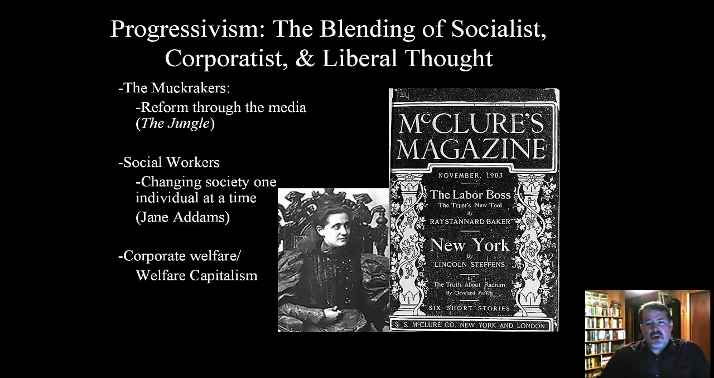They see urban growth, urban problems, social issues, industrial pollution, child labor, poverty, violence, crime, vice. They see all of these things and they want to change society. They want to make society better. Now, what is progressivism? Well, one of the most recent historical works on progressivism is by a historian by the name of Michael McGerr.